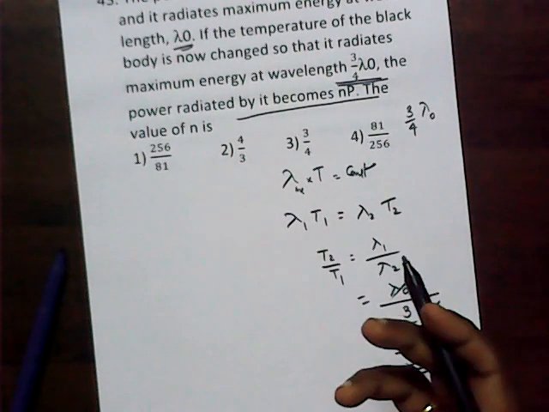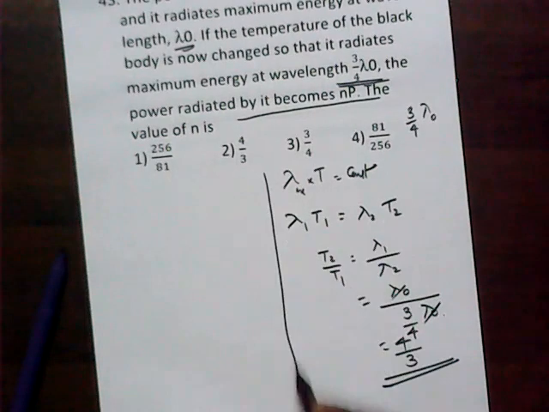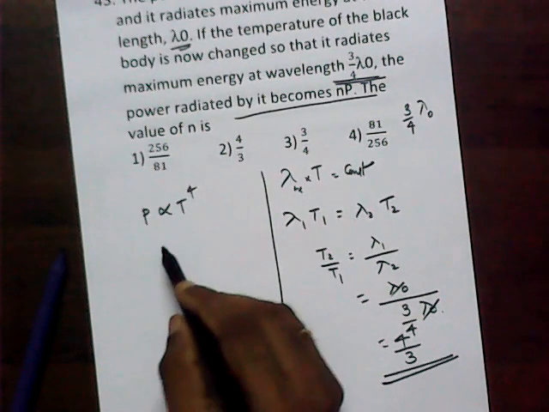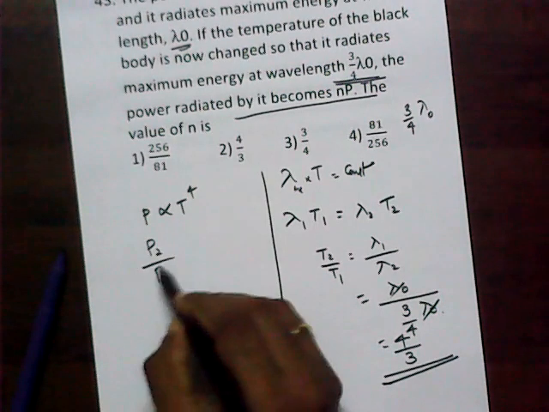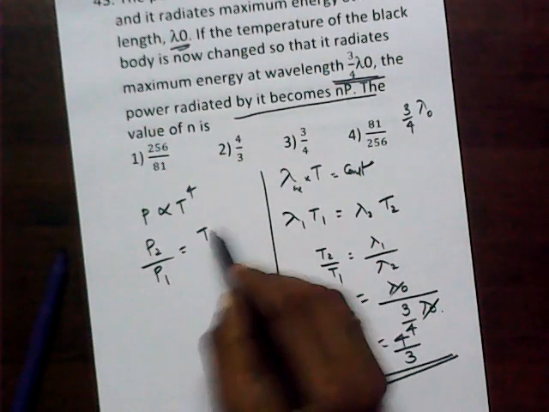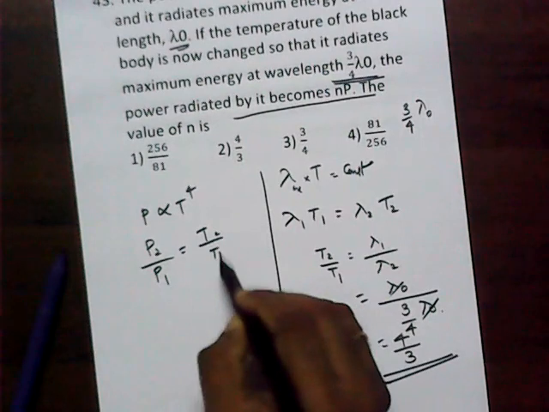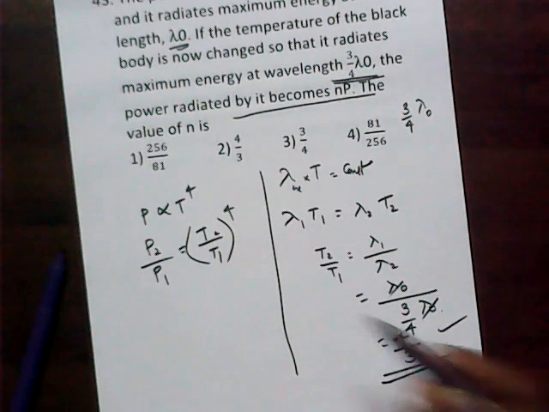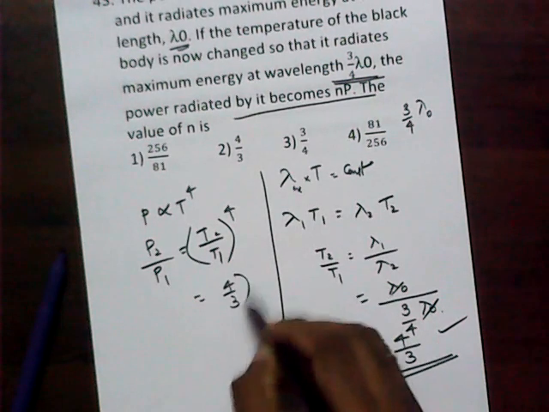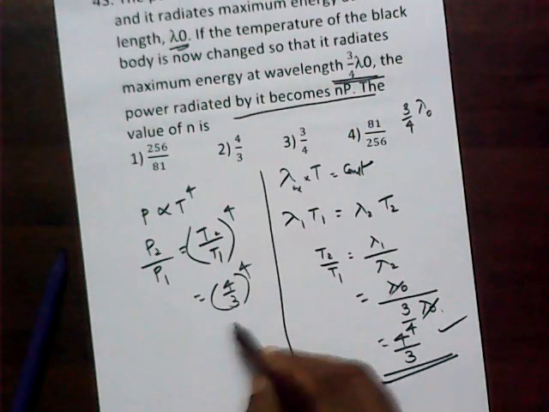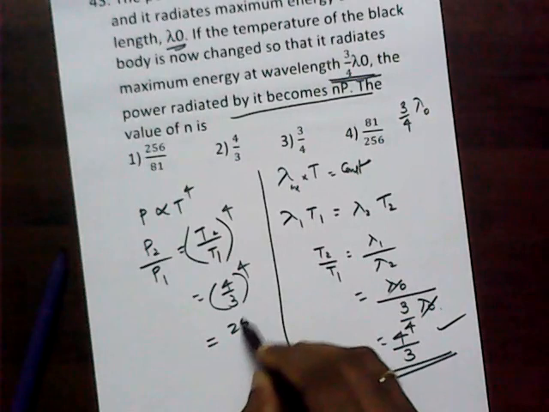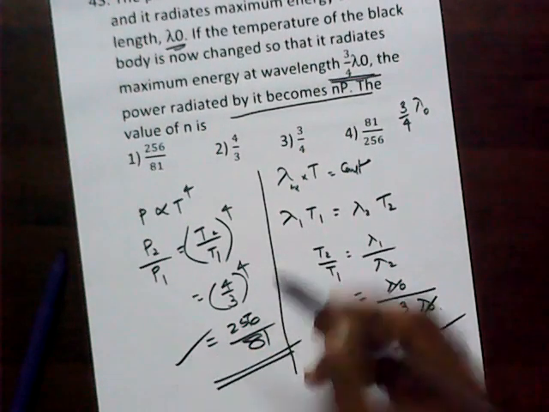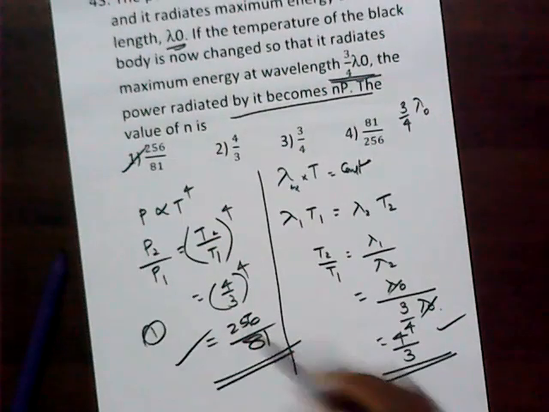But you know that is Stefan's law. Based on that, the power is proportional to the fourth power of its temperature. For the two cases, P2 by P1 takes the value T2 by T1, the whole raised to 4. We know from this relation T2 by T1 is 4 by 3. So 4 by 3 the whole raised to 4. By solving that, you get the value 256 by 81. So that is the answer. So we get the answer as 1. A good concept.